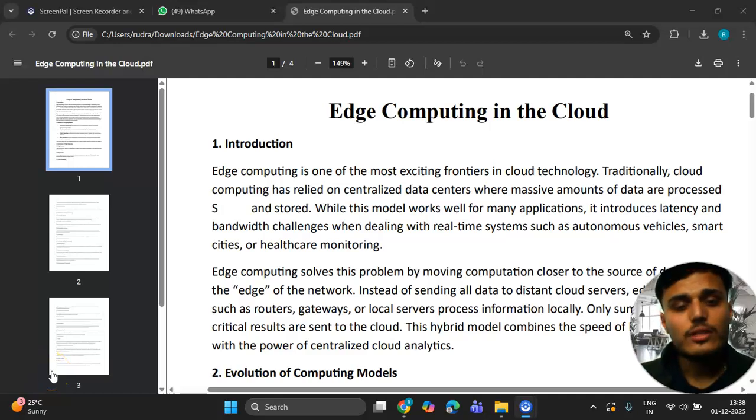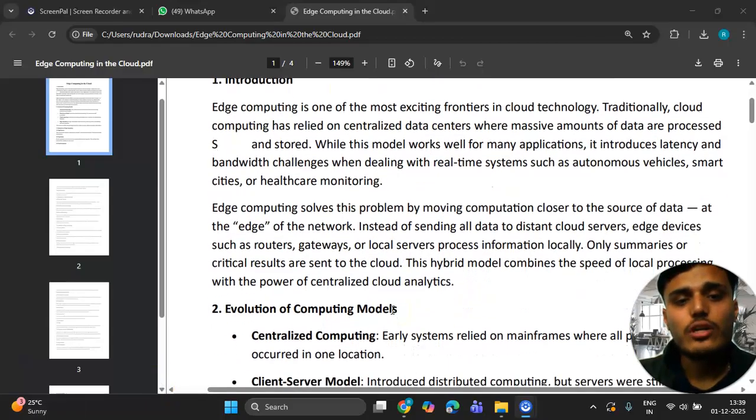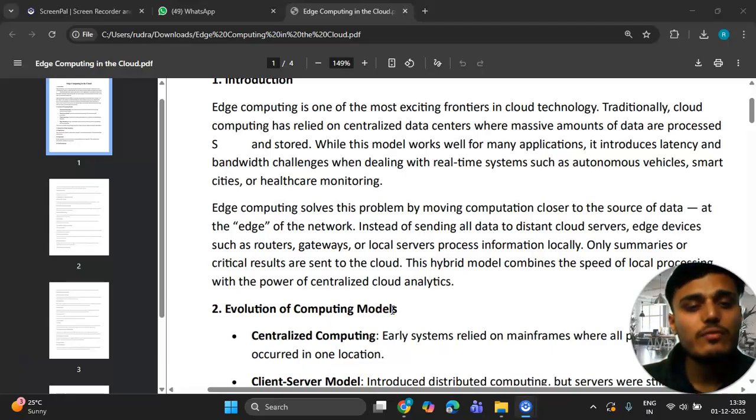So now, welcome to the most amazing topic: edge computing in the cloud. Edge computing is one of the most exciting frontiers in cloud technology. Traditionally, cloud computing has relied on centralized data centers where massive amounts of data are processed and stored. While this model works well for many applications, it introduces latency and bandwidth challenges when dealing with real-time systems such as autonomous vehicles, smart cities, or healthcare monitoring.